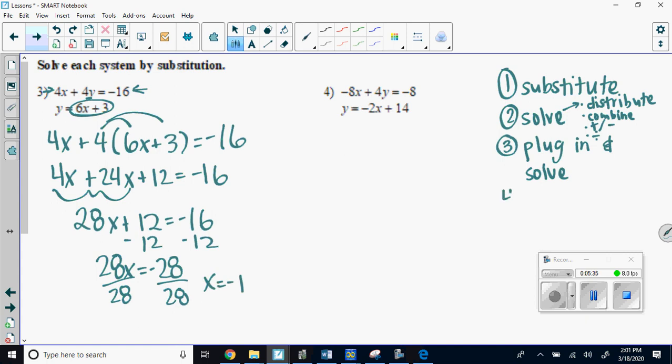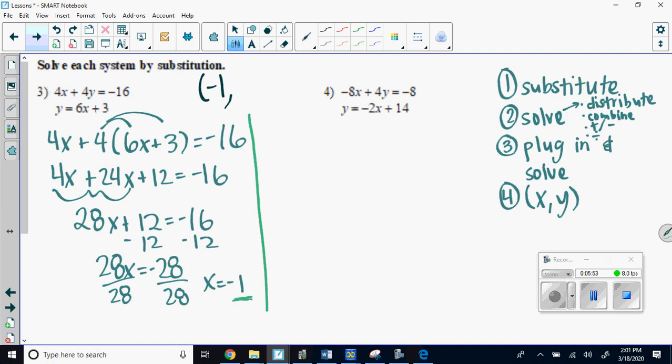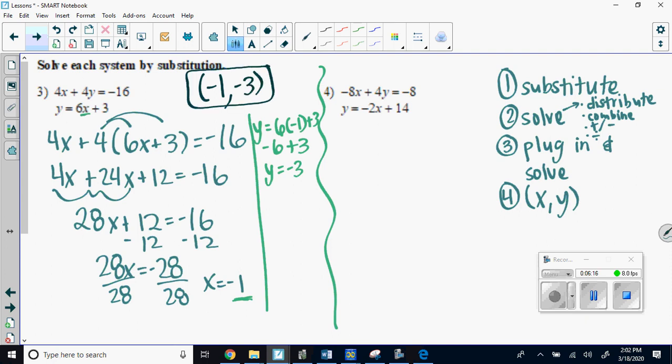No, I missed a step on here. Step 4 is we need to write it as an ordered pair, x comma y. We have what x equals, negative 1. We also need what y equals. So that's step 3, where we plug in what we found to the easiest equation out of the two you're given. I think the bottom one's easier. Plug it in for x and then solve. So y equals 6 times negative 1 plus 3. Negative 6 plus 3 is negative 3, so y equals negative 3. And there's my answer for substitution.